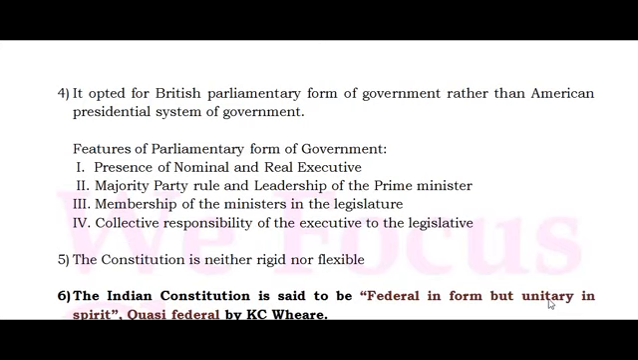Yeah, hello friends. So in the earlier class we discussed the structure of the constitution and the special features of the constitution. We discussed some points of the special features, and now we will discuss the remaining parts. Let us recollect what we have discussed.